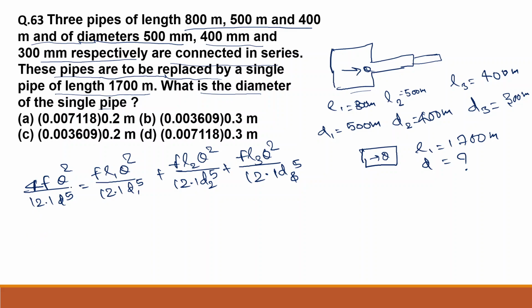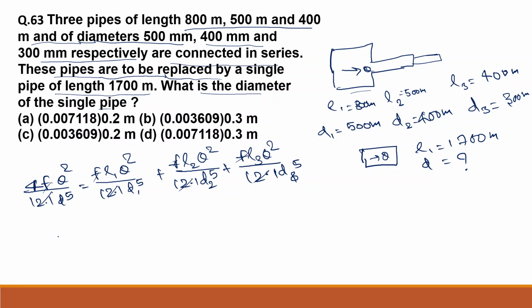First we will cancel out this one, 12.1, 12.1, 12.1. This 12.1 we will cancel out. After that F can also be cancelled. F can also be cancelled here.